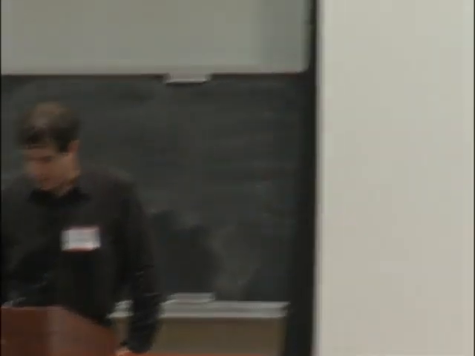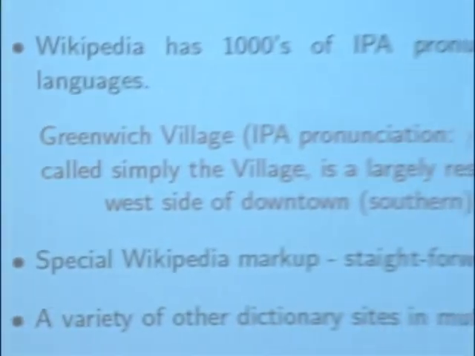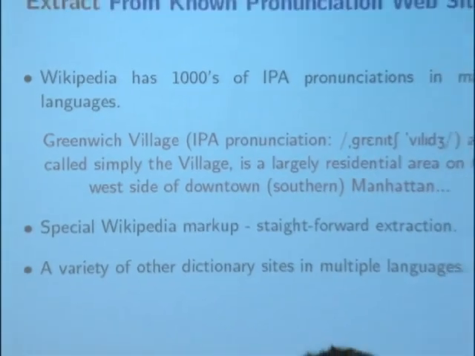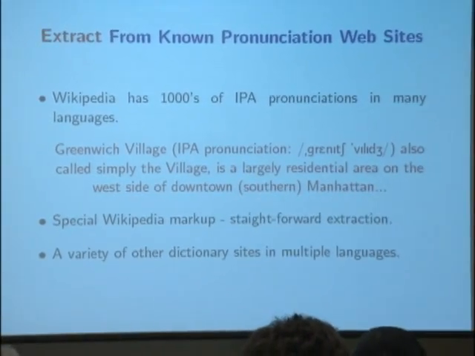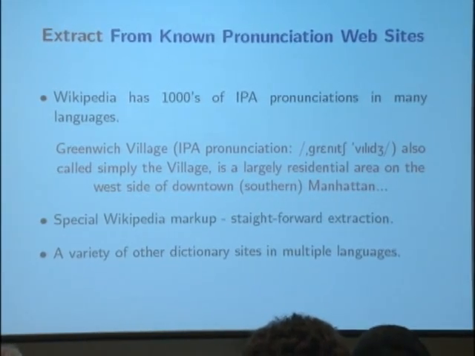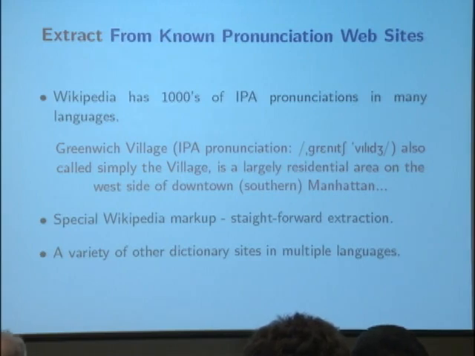Okay, so here are some examples of IPA pronunciations. This is actually, I guess, from Wikipedia. This is a pronunciation of the word Greenwich, which is actually not the way I say it, but in any case, this is the way this person says it, Greenwich, of Greenwich Village.